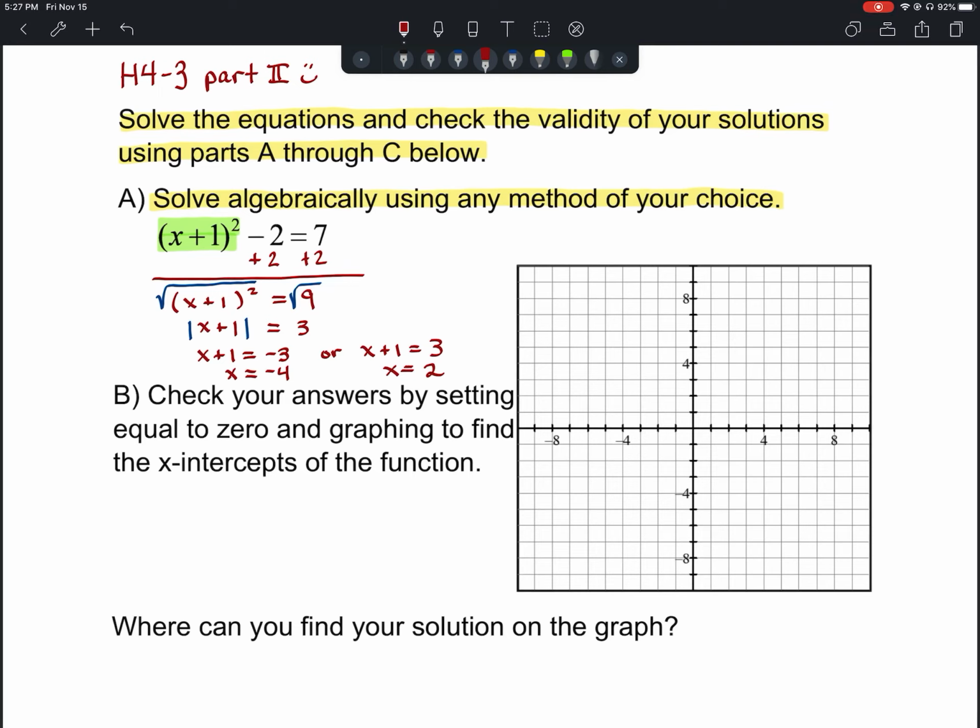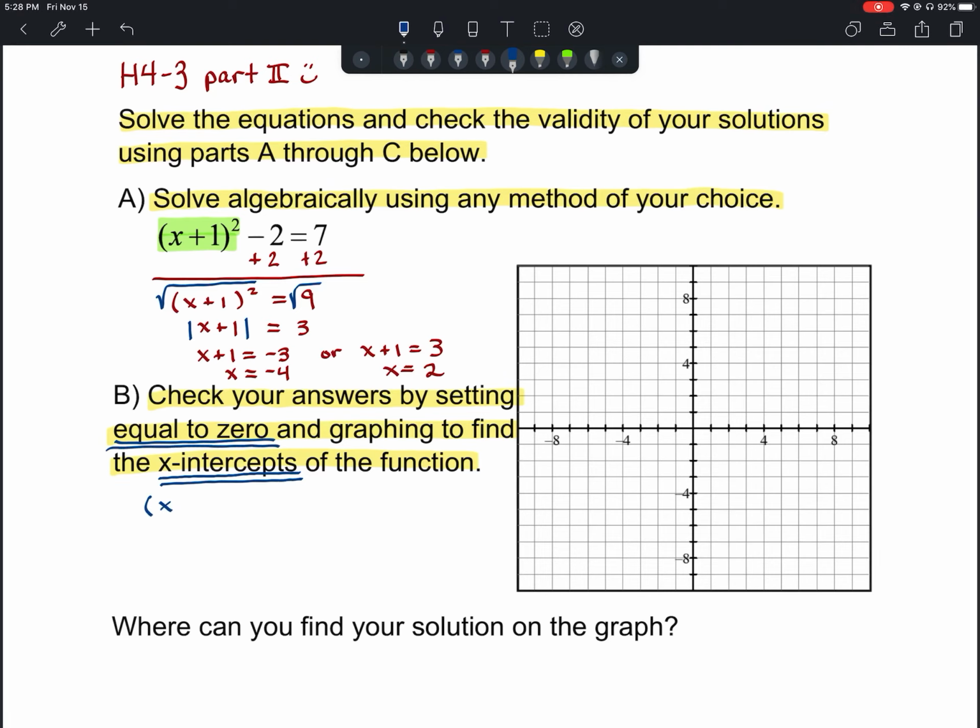Now, unlike the first video where we took our values and plugged them in and checked it algebraically, we're going to check it a little differently here. So part B says check your answers by setting equal to 0 and graphing to find the x-intercepts of the function. So this is our first method for checking or even solving by graphing. We're going to set it equal to 0, and then we're going to find the x-intercepts.